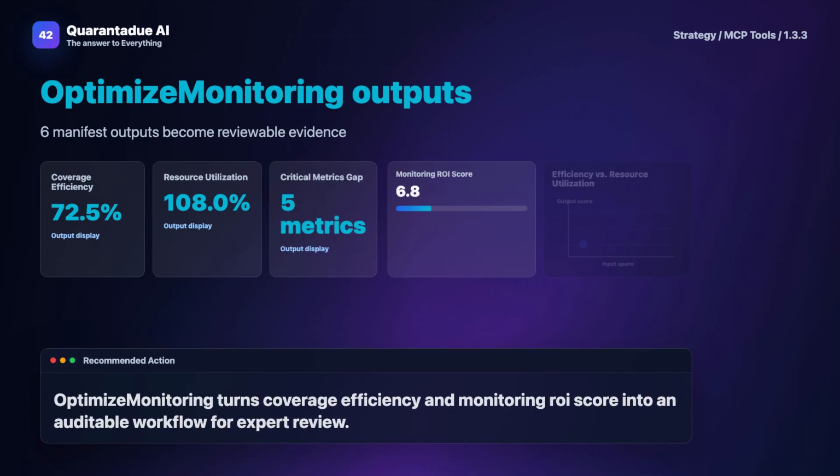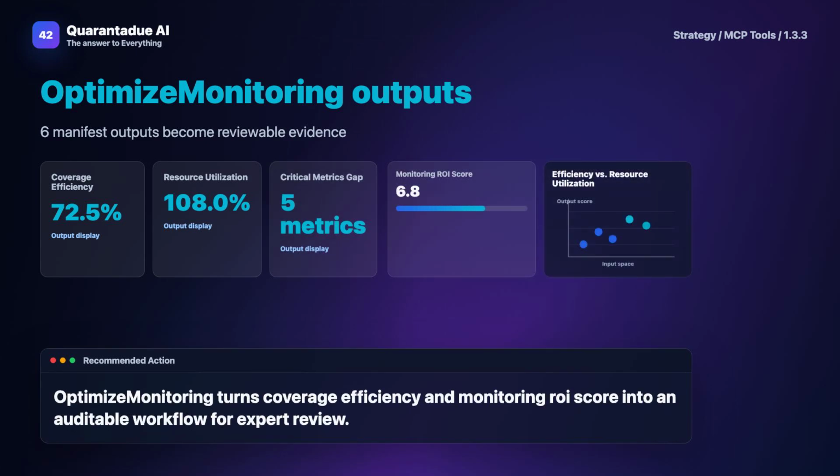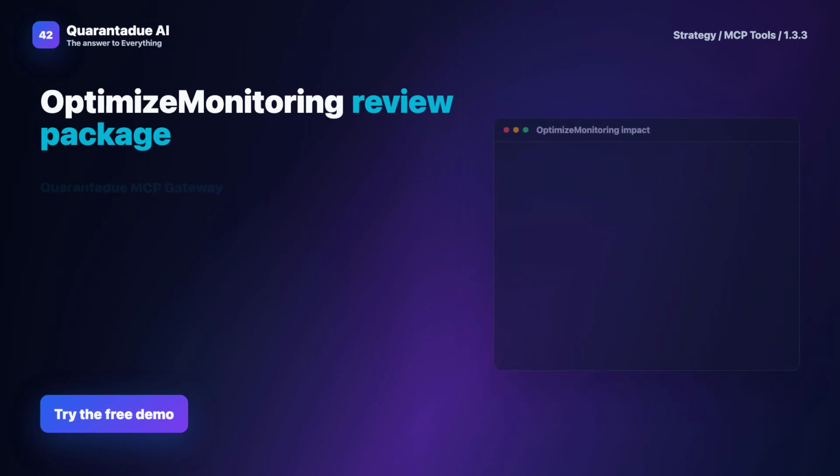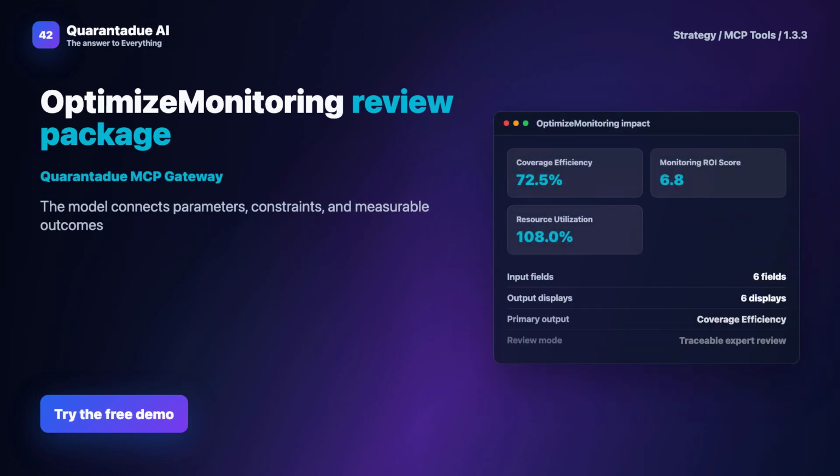Optimize monitoring returns structured outputs such as coverage efficiency, monitoring ROI score, resource utilization, critical metrics gap, and efficiency versus resource utilization. These outputs are designed to support review, reporting, comparison, and follow-up actions. The value of optimized monitoring is not just automation. It is a controlled way to turn repeated strategy work into a documented business process with clear inputs, transparent logic, and reusable outputs.